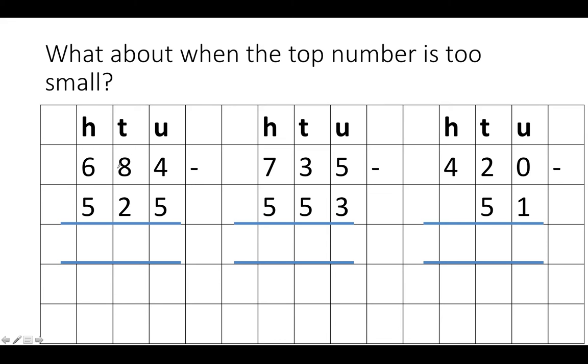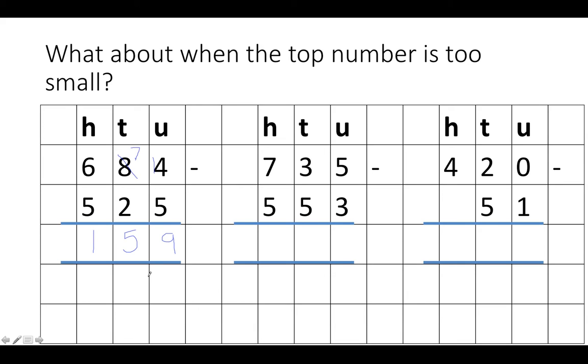What I do is I go next door to the tens and I borrow one off them. So if I've borrowed one off them, they won't have 8 anymore, they will have 7. And the 1 I've taken out of there goes in front. So now I have the number 14. 14 take away 5 is 9. Now in here I've got one less, it's not 8 anymore, it's 7. 7 take away 2 is 5. And then 6 take away 5 is 1.